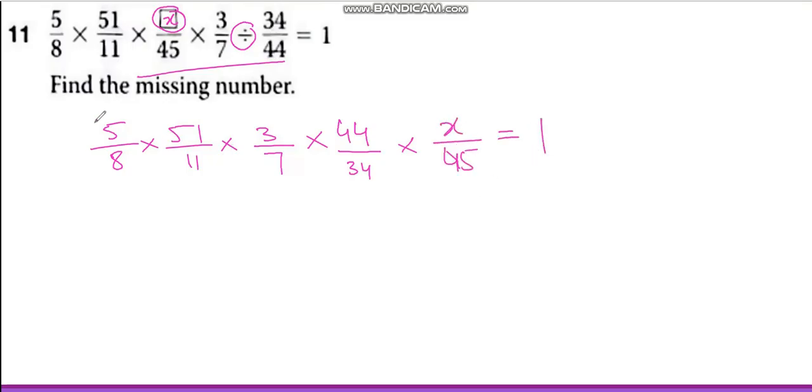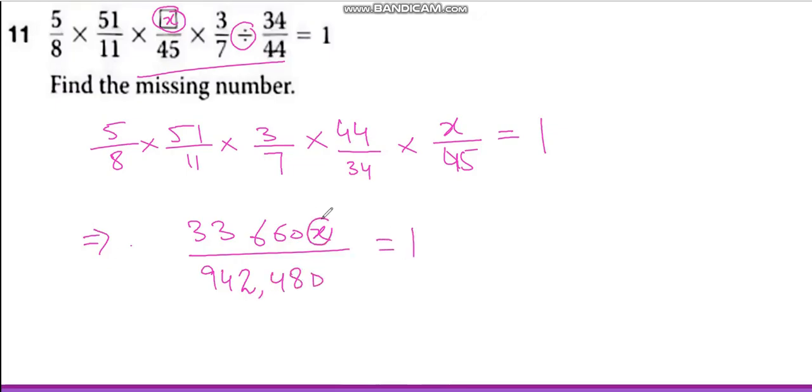Now let's multiply all the numerators. By using a calculator, if I multiply the numerators, I will get 33,660x on the top and 942,480 on the bottom equals 1. Now to find x, I will shift these numbers to the other side. Look, 942,480 is being divided over there, so I will multiply it on the other side. Similarly, 33,660 is being multiplied with x, so I will divide it on the other side.